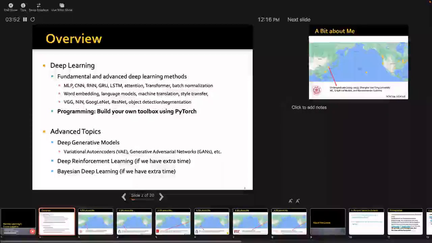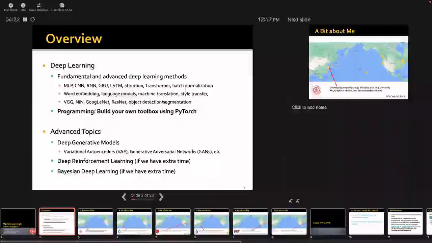We'll see. Besides all of this, we're also going to talk about computer vision models, for example VGG, NetInNet, GoogleNet, ResNet, and maybe even some more advanced applications. If we have time, we're going to talk about object detection and object segmentation. So these are the fundamental and advanced deep learning models we're going to cover in this course.